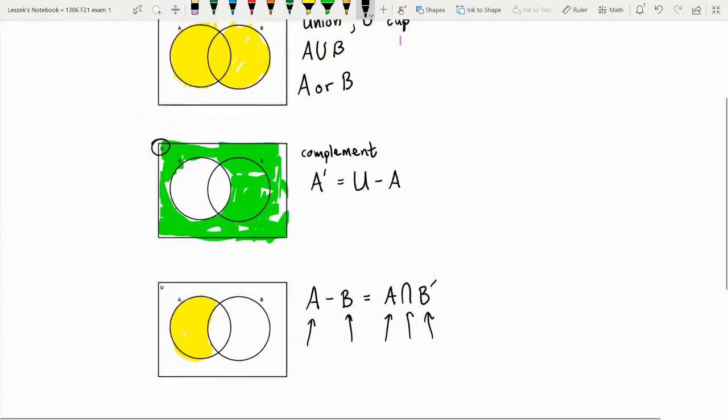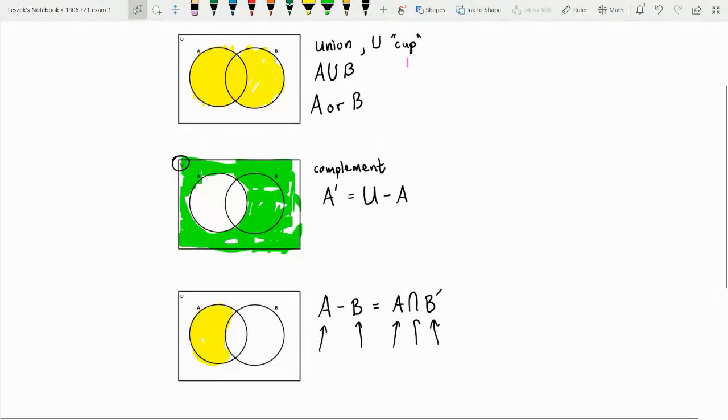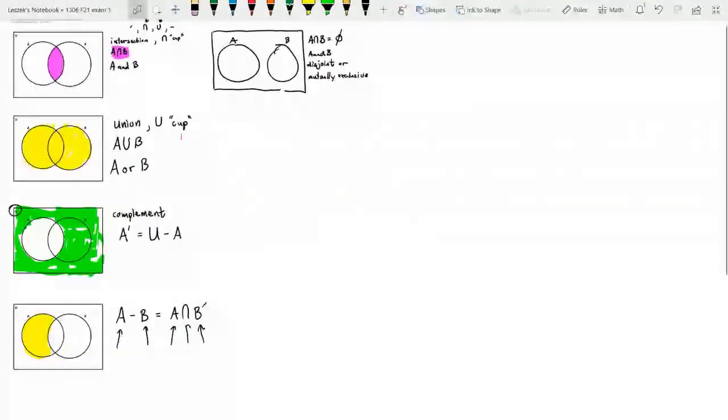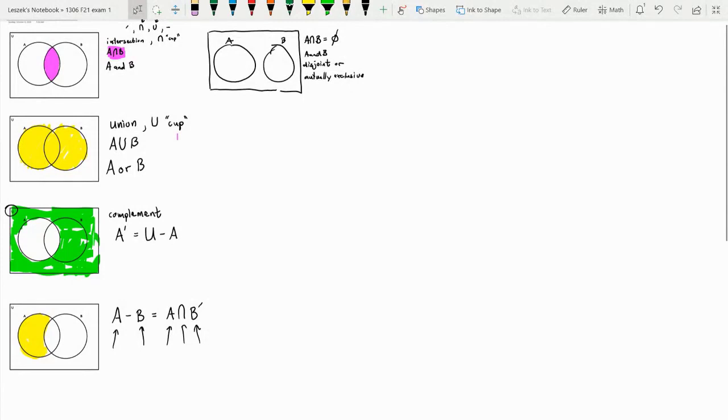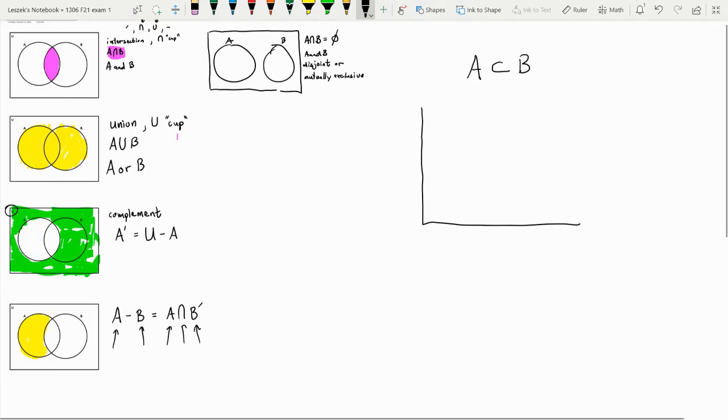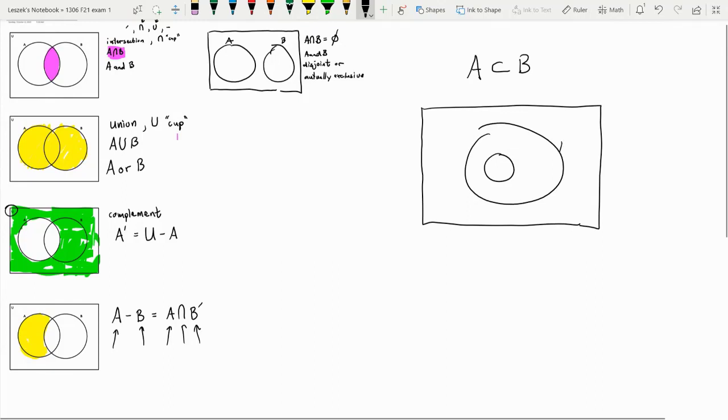So those are the basic set operations. We also have a relation of subset. If we say that A is a subset of B, we mean, in terms of a Venn diagram, that A is completely contained inside of B. This means that anything in A must also be in B, even though the converse isn't necessarily true. There could be things in B that are not in A. So this is the subset relation.